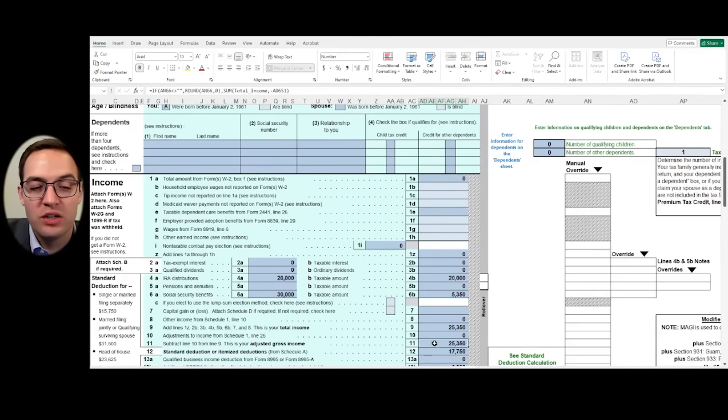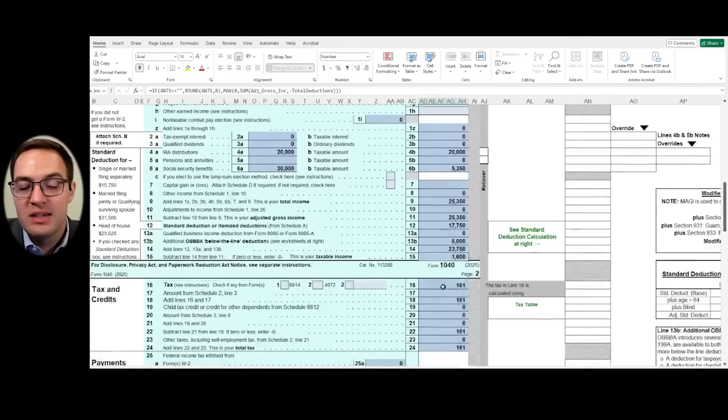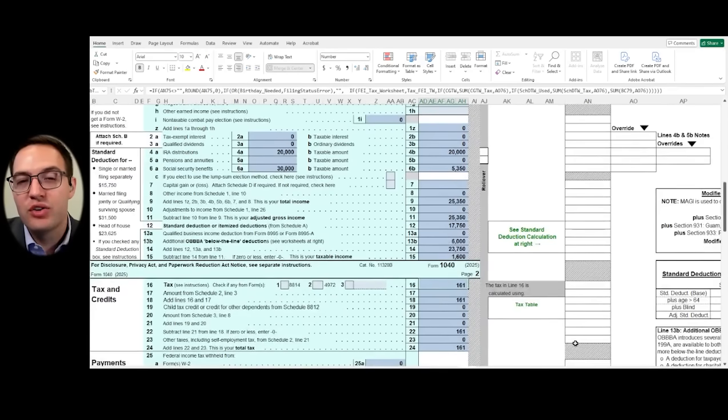So we get to an adjusted gross income of 25,000. They take the standard deduction of the 17,750. They get the additional $6,000 senior deduction, and so their total taxable income is 1,600. They pay a whopping $161 in federal taxes. I mean, essentially nothing, right? That's a very, very minimal amount of federal taxes owed. Again, ignoring state taxes for this example.